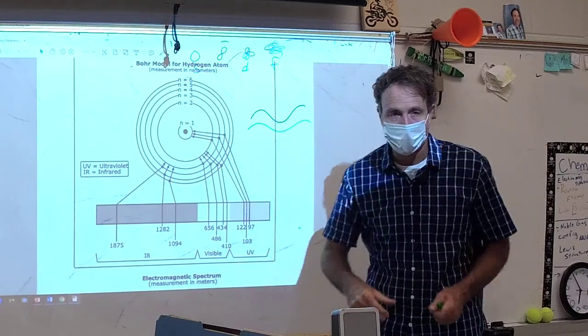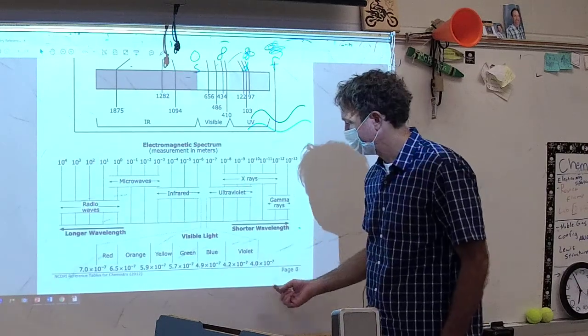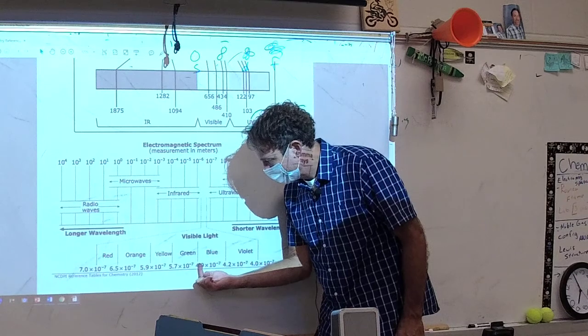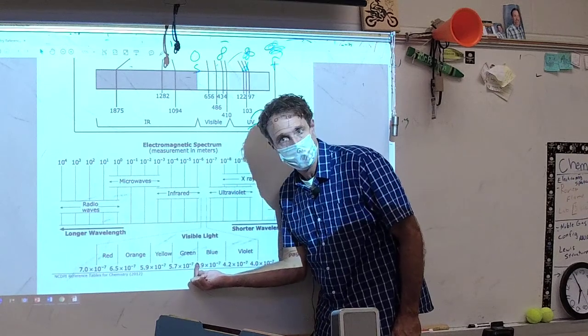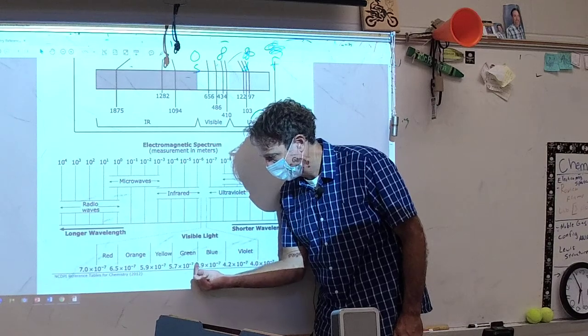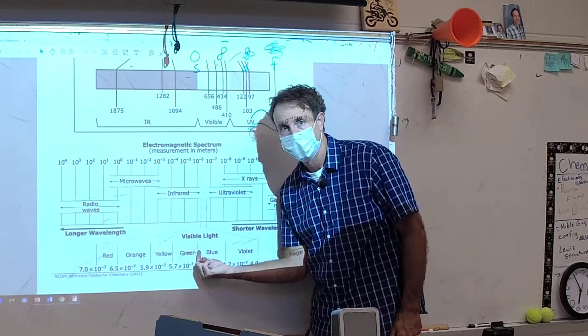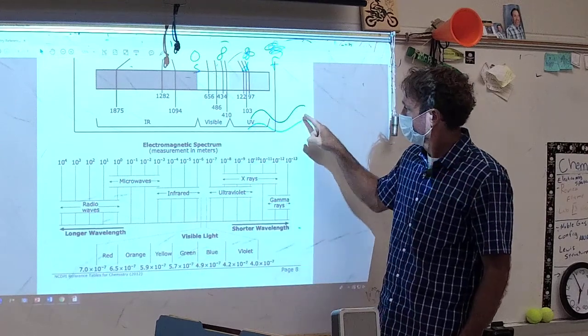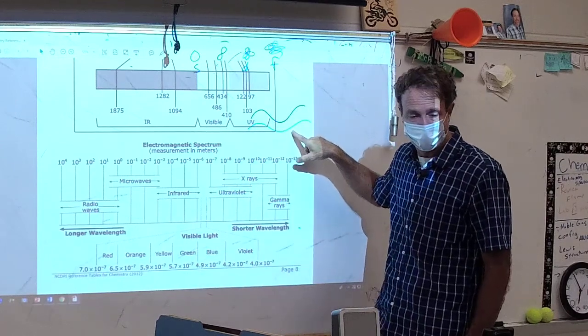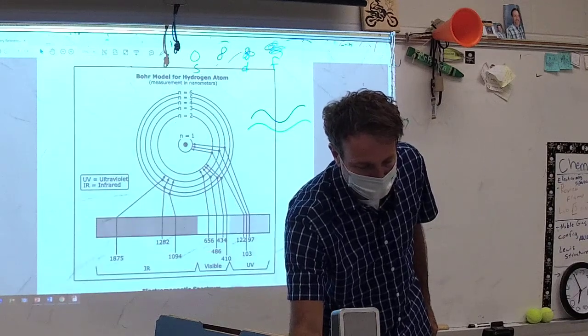And then let's go down here and look at 486. 486 down here at the bottom is almost green. Does that make sense? Because 4.9 is the last edge of blue. So the light would be more green. Do you see how we can see?